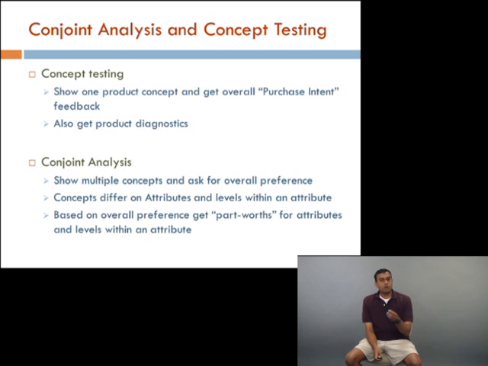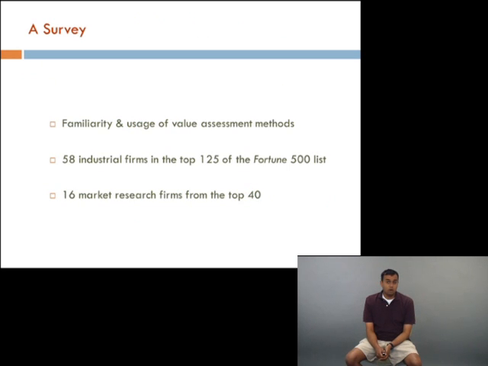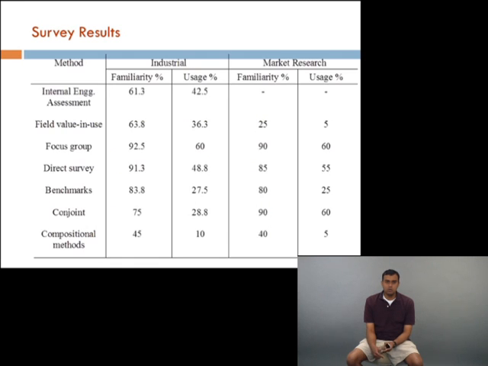Let me just tell you why conjoint is probably the most important technique, or one of the most important techniques in market research, and especially in new product testing. There was a small survey that was done about 5-6 years back among 58 of the industrial firms which are part of the Fortune 500 firms. And they also asked a few market research firms for the familiarity and usage of various different market research techniques that companies employ. So for example, you could look at the assessments that you do internally, or you could look at direct surveys, focus groups, and so forth.